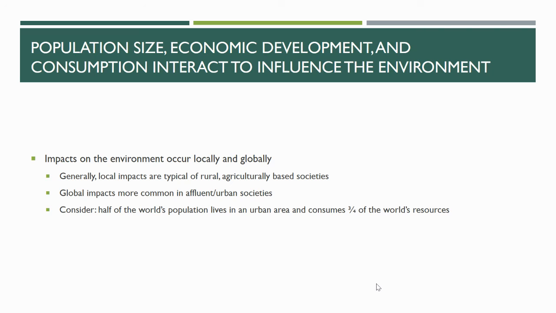Impacts on the environment can, of course, occur locally and globally. Local impacts will be typical of rural agriculturally based societies. Things like overuse of the soil with nutrient depletion will impact locally. Global impacts are more common in affluent and urban societies. What we know is that half of the world's population lives in an urban area and consumes 3/4 of the world's resources. So it actually does make a global impact, even though it's only half of the world population.